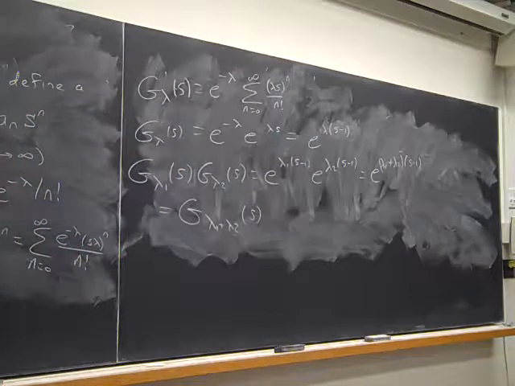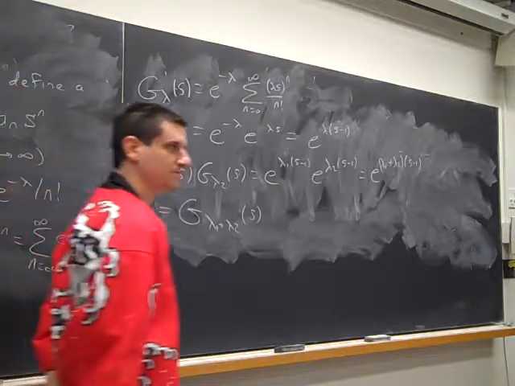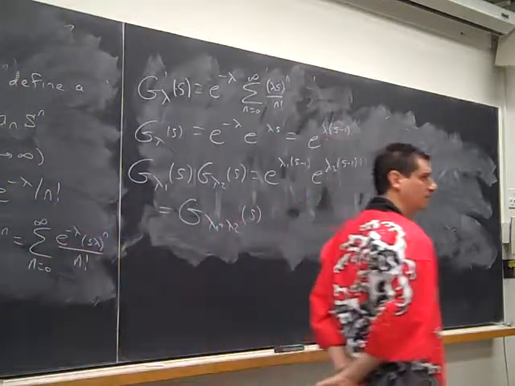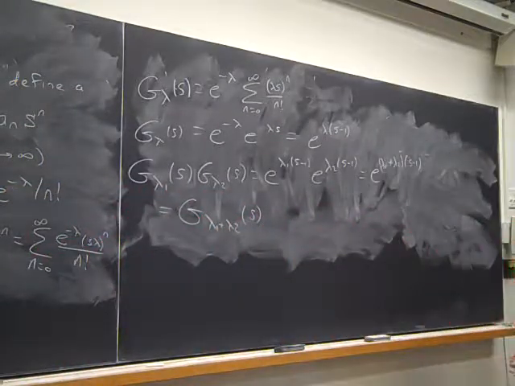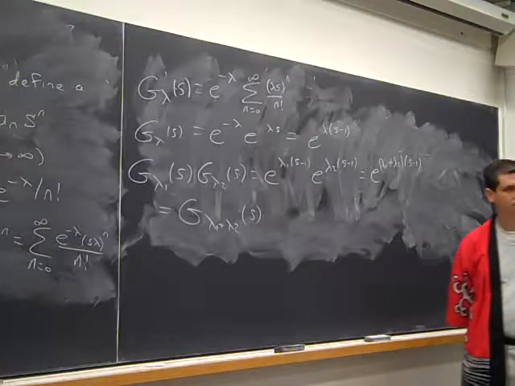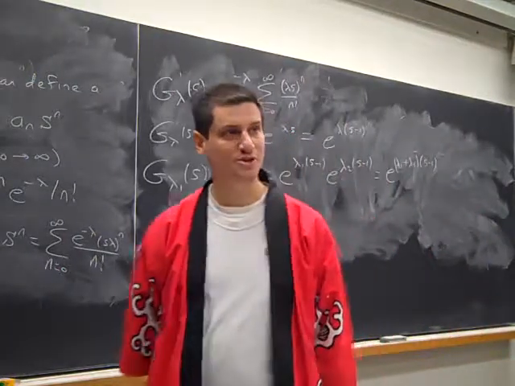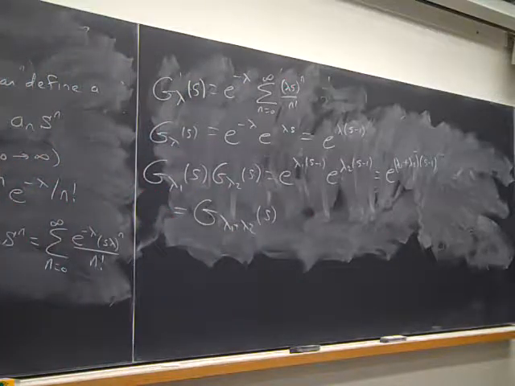What lemma that we've already proved this semester do you think this is screaming at us? What lemma did we have involving Poissons that this kind of reminds us of? The sum of two Poissons is Poisson. Poisson plus Poisson is Poisson. Right? Here's one way to prove it. It's through the generating functions.